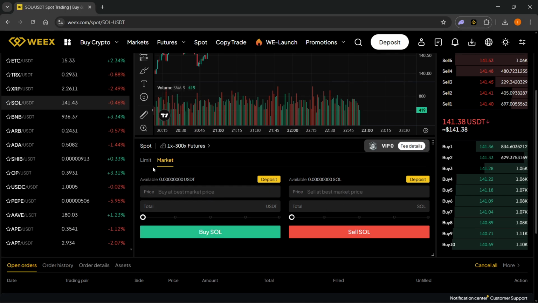Okay, so of course you want to select whatever you want to do, and then you want to select how much you want to buy. So let's say we're going to do 10 USD worth of Solana, and then you can just either click on buy or sell, and that way you can then trade crypto on Weex.